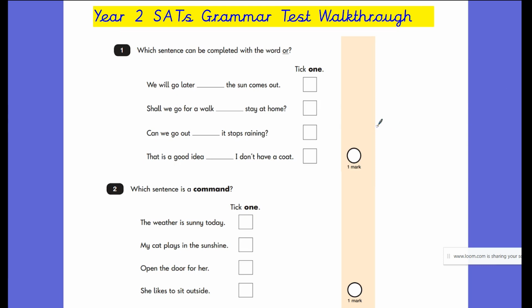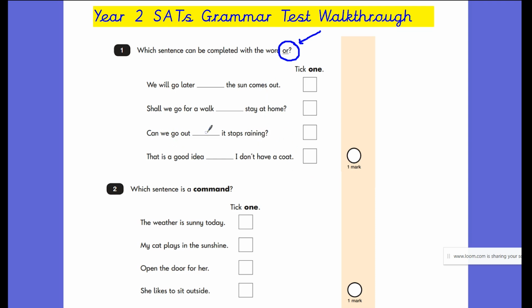Question 1: which sentence can be completed with the word or? Children in Year 2 need to know the conjunctions, both the coordinating and subordinating, and this is a coordinating conjunction. So which sentence makes sense with this conjunction? We will go later or the sun comes out. Okay, so it doesn't sound like that one. Shall we go for a walk or stay at home? Could be that one, but we'll continue reading and get the children to look at them all.